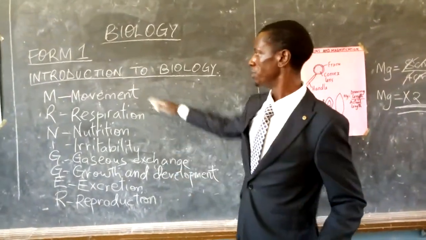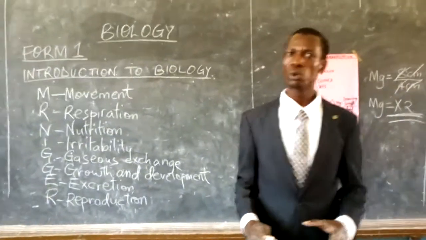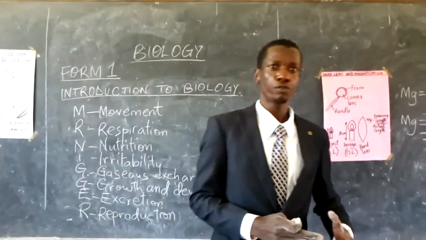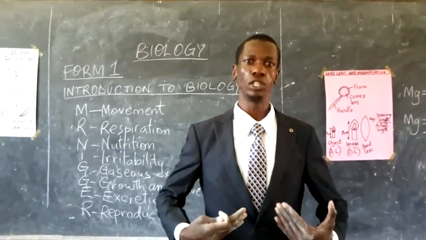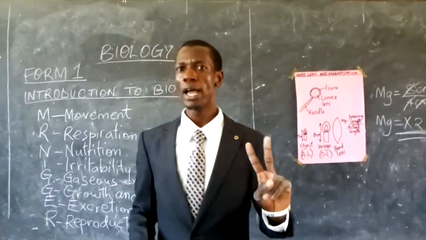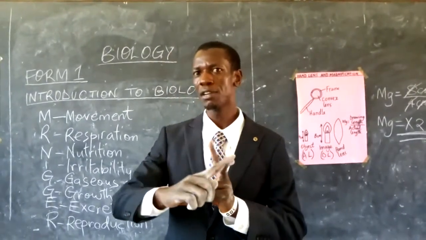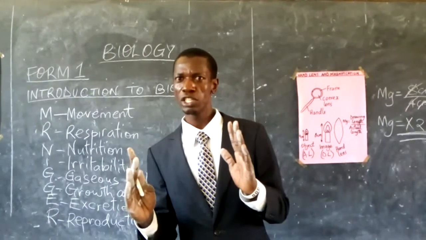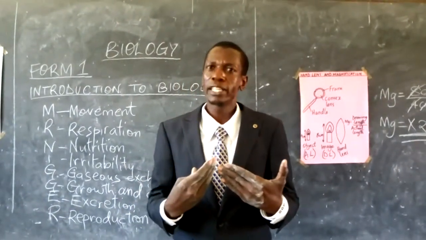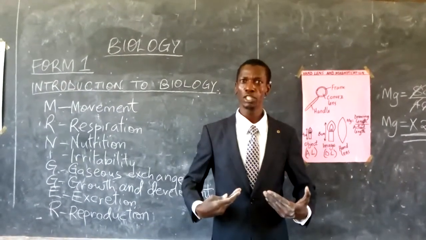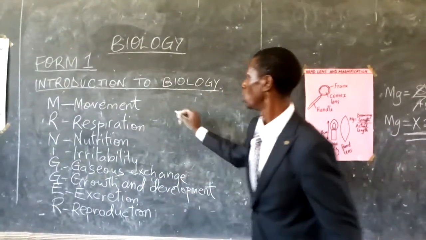The first one, movement. Movement refers to a change in position by either part of the body or the entire body. But it can still be categorized into two. When only some part of the body changes position, that is referred to as movement. But when there is total change in position by the entire body, that is referred to as locomotion.